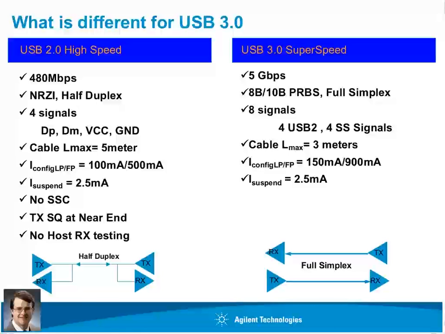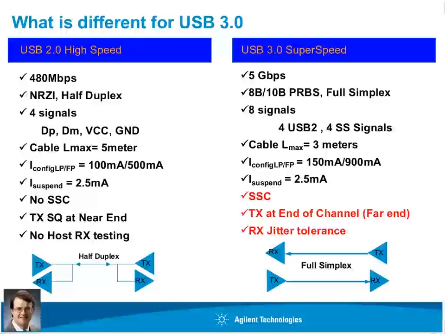As I mentioned, SSC is a requirement for SuperSpeed. Transmitter testing for SuperSpeed is done at the far end, and receiver jitter tolerance is a requirement for USB 3 SuperSpeed. And one more point about that, that is the biggest area that people face difficulty in physical layer test, is passing the receiver jitter tolerance test requirements.